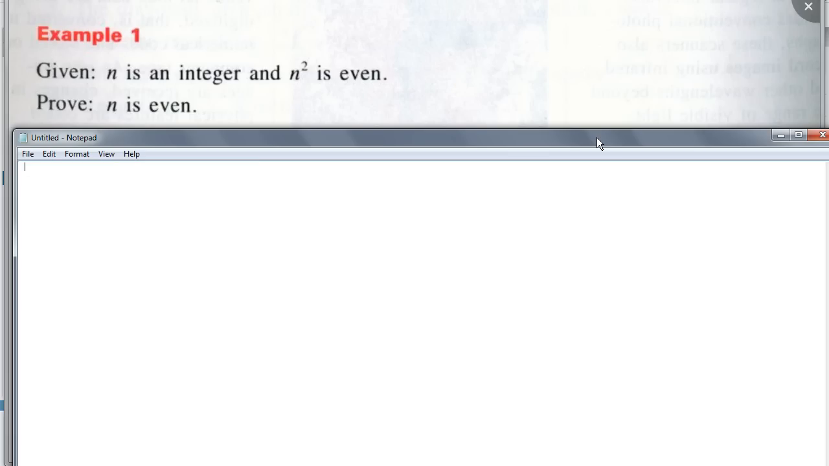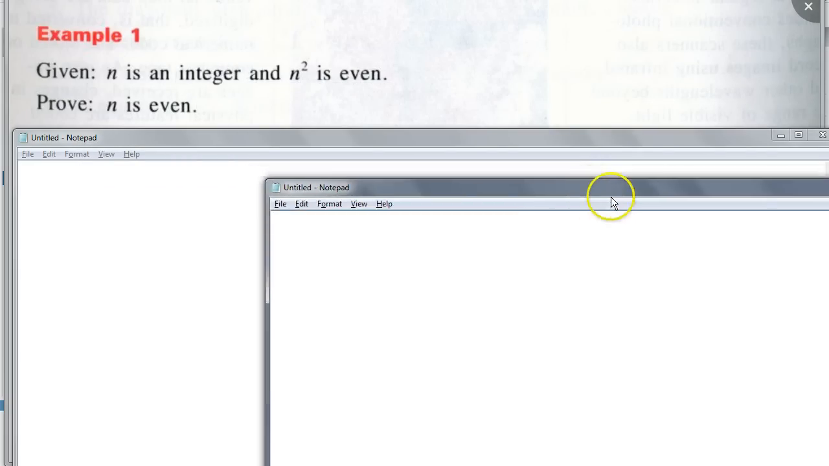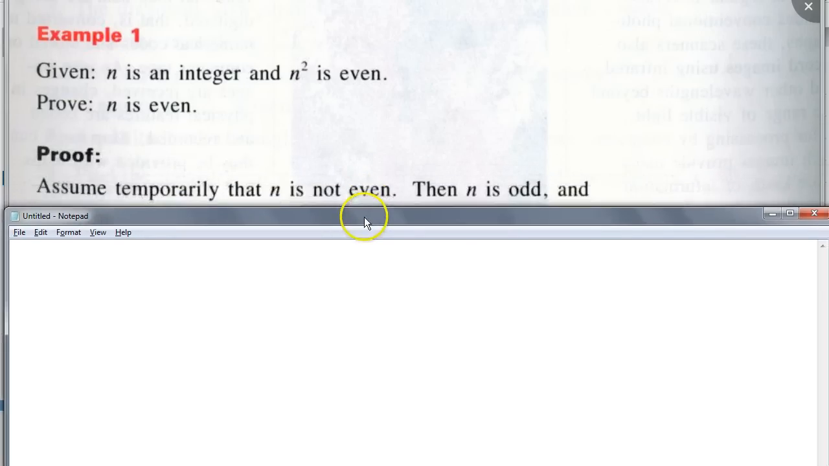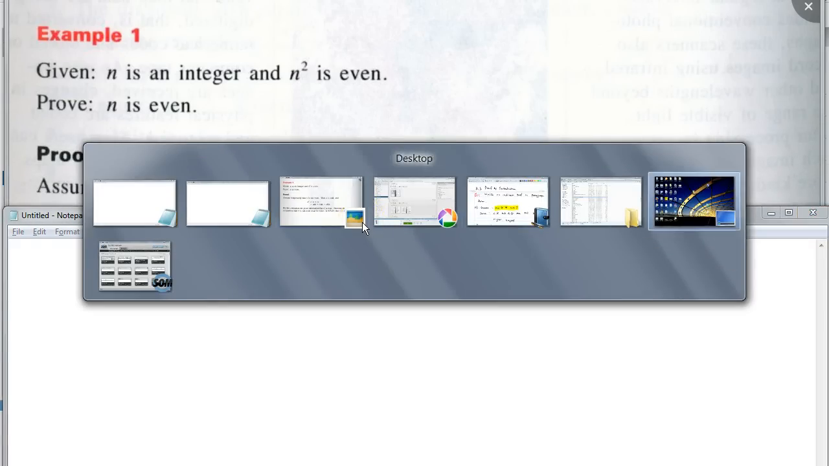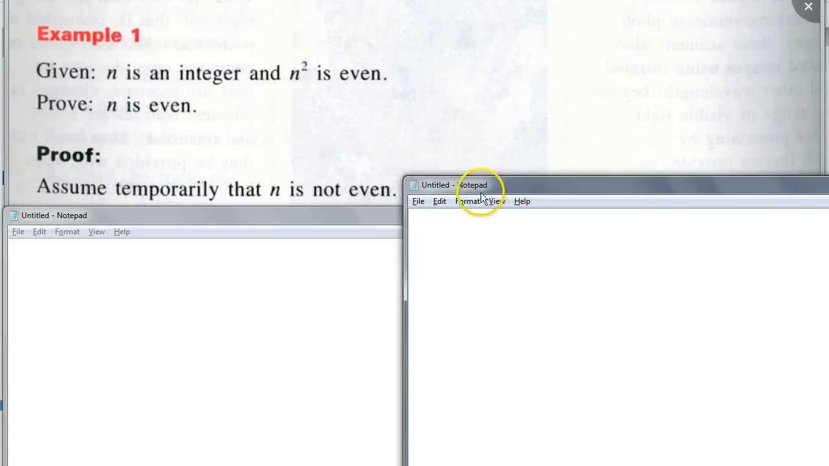So what is our conclusion here? n is even. So how are you going to assume temporarily that this conclusion is false? You have to think that n is not even. So we actually have to use the words that they're telling us to use. For the first step, you're going to write: assume temporarily that n is not even. That's your step 1.